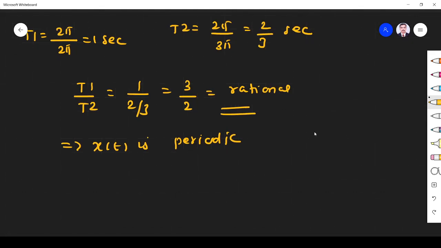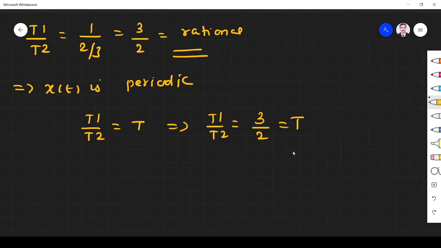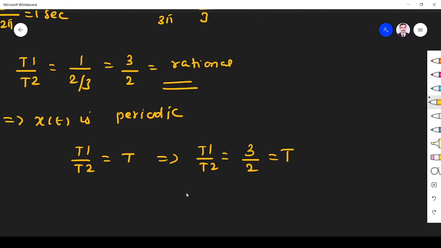How to find the period? You find T1 by T2 is equal to T, the fundamental period. So what is T1 by T2? T1 by T2 is equal to 3 by 2, that is equal to T. So we can simplify that: 2 T1 is equal to 3 T2, cross multiply. This is equal to T. So you can find T from this: T is equal to 2 T1 or T is equal to 3 T2.